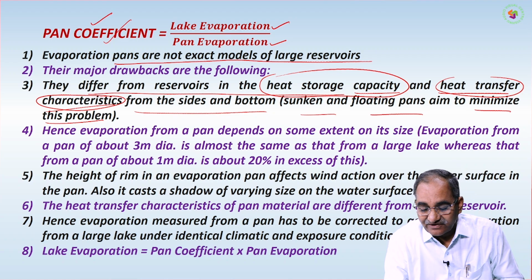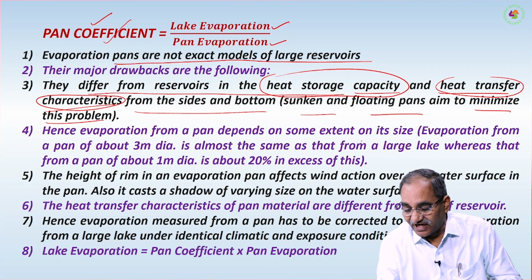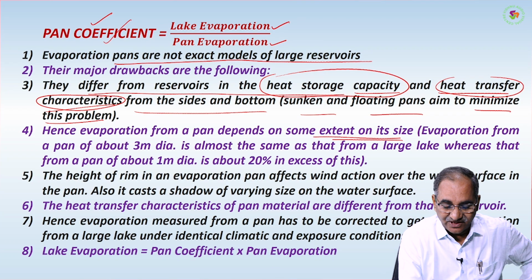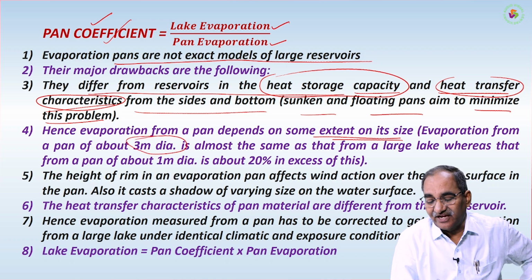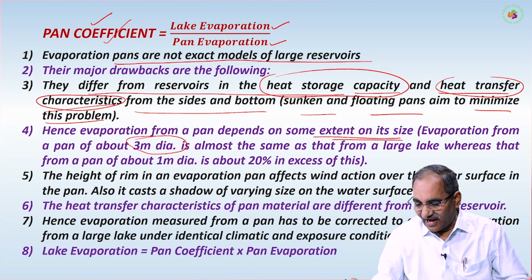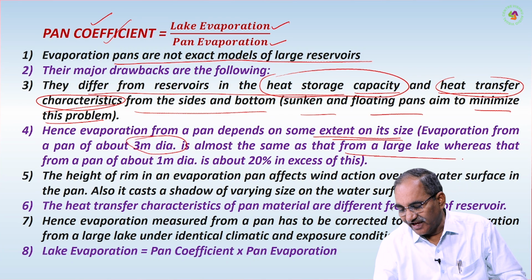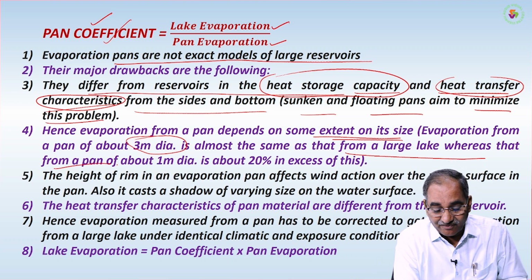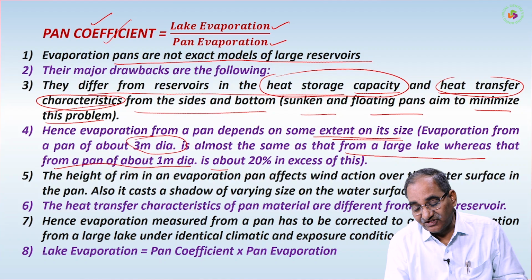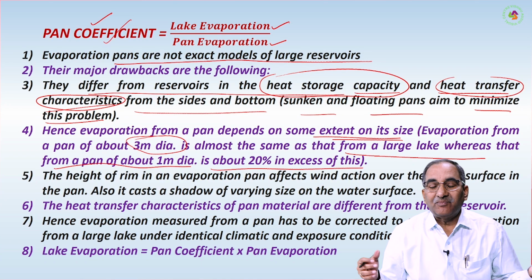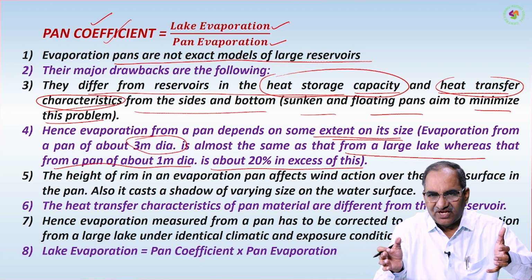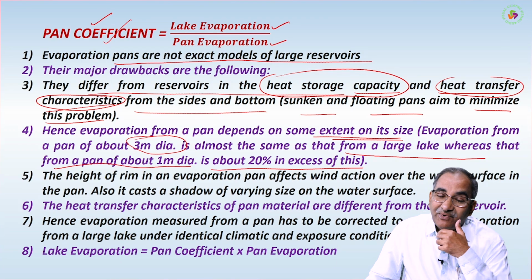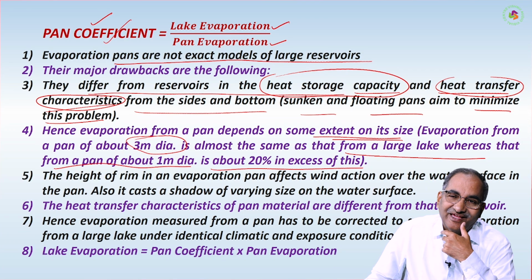Next, evaporation from a pan depends to some extent on its size. Generally, the size we assume is 3 meters diameter. If you take it, it is almost the same as from a large lake. Whereas from a pan of about 1 meter diameter, it is 20% excess. If the diameter of the pan is less, then naturally whatever evaporation you are measuring is more than the lake evaporation.